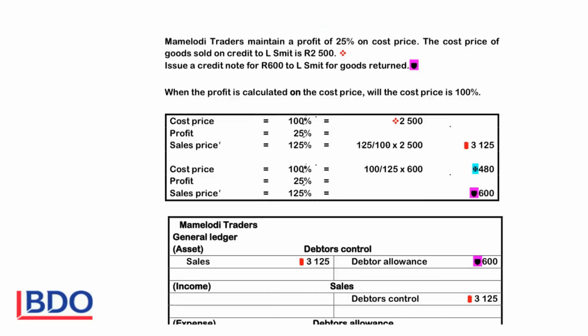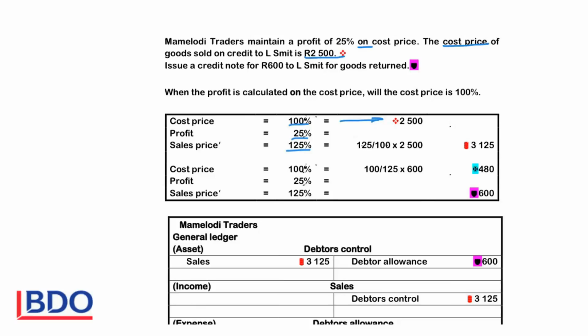Mamelodi traders maintain a profit of 25% on cost price. If the profit is on cost price, the cost price is 100%, the profit is 25%, and the sales price is 125%. We must determine whether the cost price or the sales price of the goods are given. They say the cost price of the goods is 2,500. So the amount provided is cost price. So next to cost price, we will show that 100% equals 2,500.